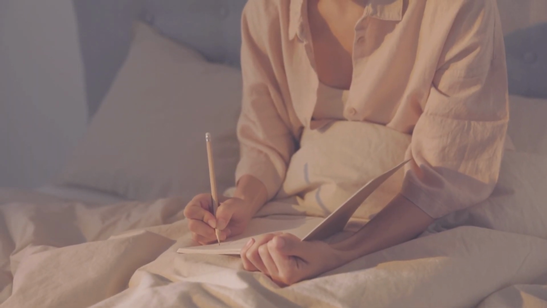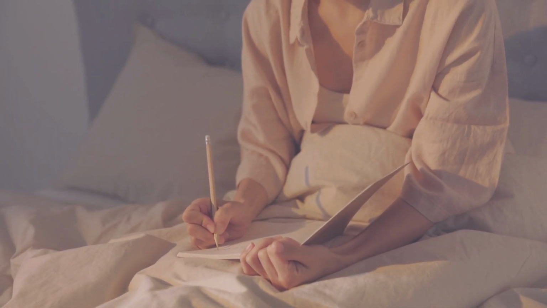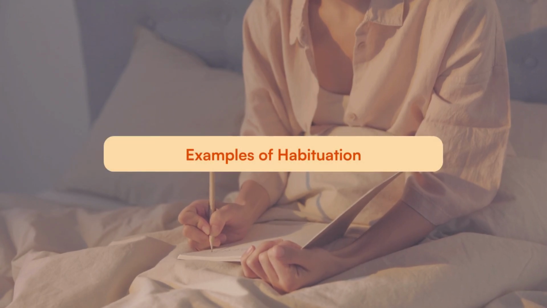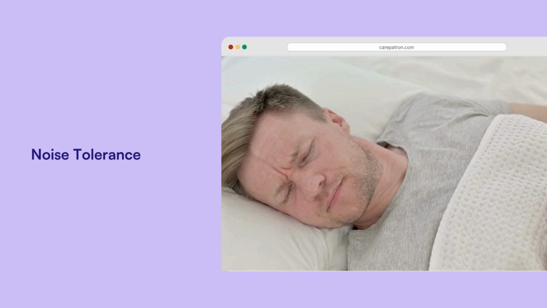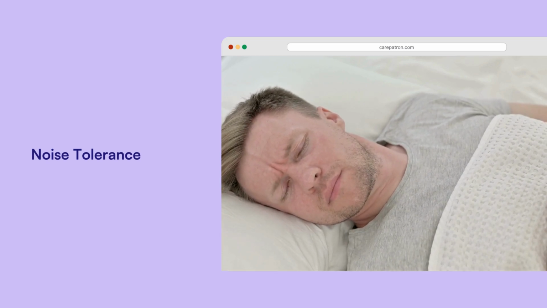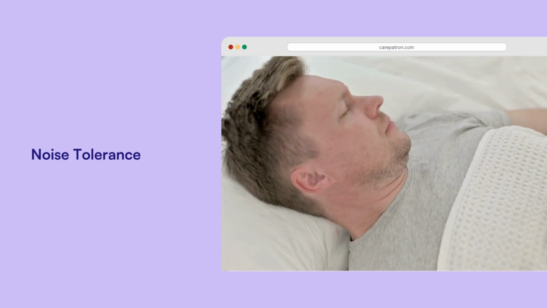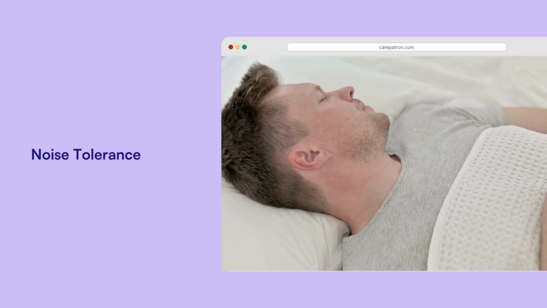This phenomenon illustrates how the repeated presentation of a stimulus can affect habituation. Here are some examples. Noise tolerance. A person living near a train station may initially be disturbed by the noise, but eventually becomes used to it, demonstrating habituation to persistent, non-threatening sounds.